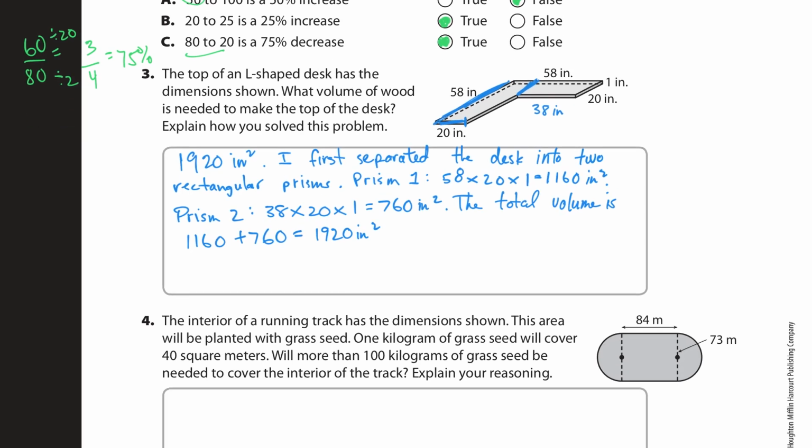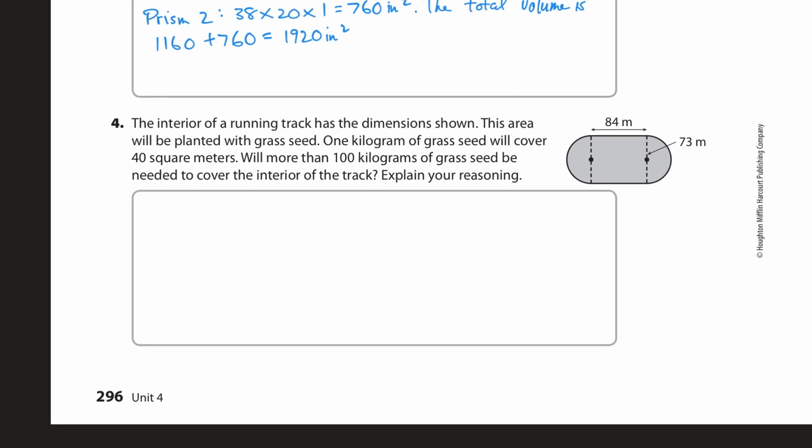Okay, let's move on to our last question here. It says the interior of a running track has the dimensions shown. This area will be planted with grass seed. 1 kilogram of grass seed will cover 40 square meters. Will more than 100 kilograms of grass seed be needed to cover the interior of the track? Explain your reasoning. It looks like we need to know how many square meters we're talking about here.